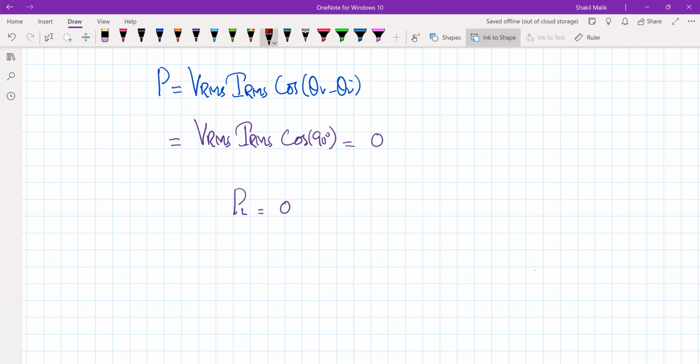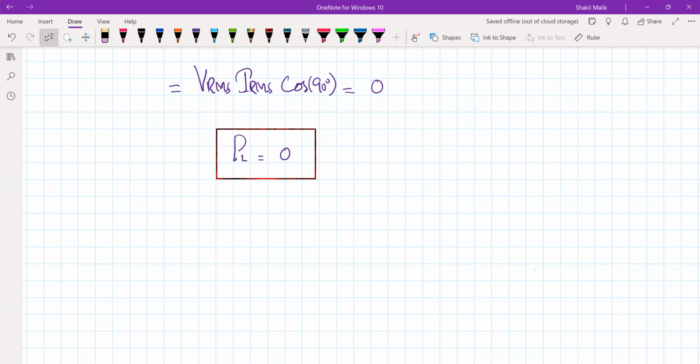This is a very, very important expression. It means the inductor does not consume power. In other words, an inductor does not consume power. That's the meaning of this sentence.